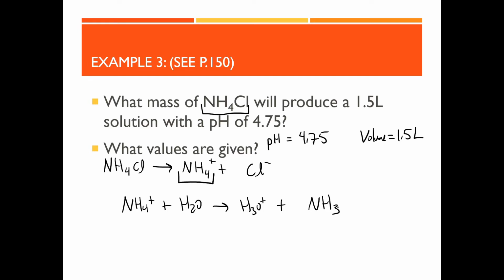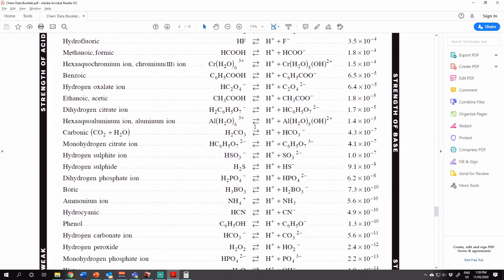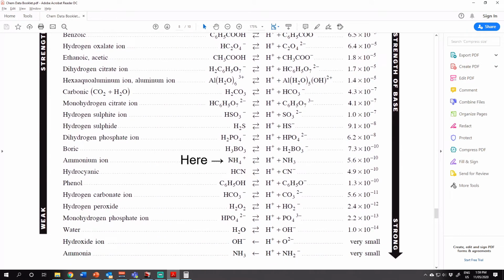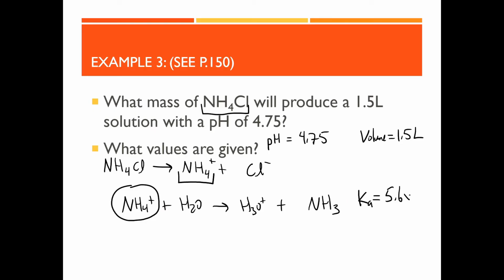Now we can find the Ka, because this substance here can act as an acid, so it probably shows up in our table. There it is. NH4+ has a Ka of 5.6 times 10 to the negative 10. And then the question is asking us to find the mass. We're going to need a bit more room.